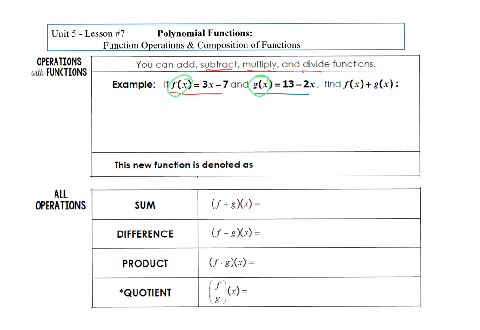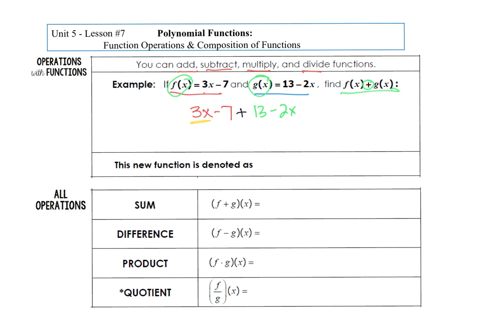So this first example says to do f of x plus g of x. So we're taking our f equation and we're adding the g equation to it. So our f of x, again, is 3x minus 7. So we'll put that down first. We're adding, again, because that's what it says here, the g of x function, which is 13 minus 2x. Okay, so we wrote those out just like it said, f of x plus g of x, and now the only thing left to do is to combine like terms.